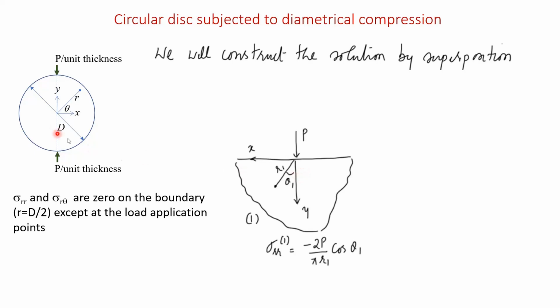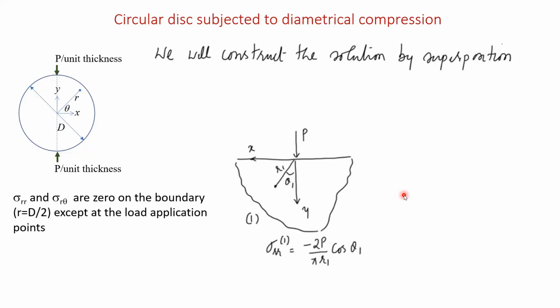Please note that there is an xy coordinate reference with respect to the disk, and an r theta coordinate reference corresponding to that. There is an r1 theta 1 coordinate reference for the first Flamant problem. So for this Flamant problem with infinite half space, we have sigma rr1 as minus 2P by pi r1 cos theta 1. It is cos theta 1 here because the angle is measured from the y-axis and not from the x-axis.